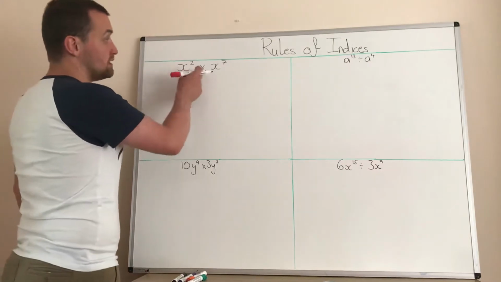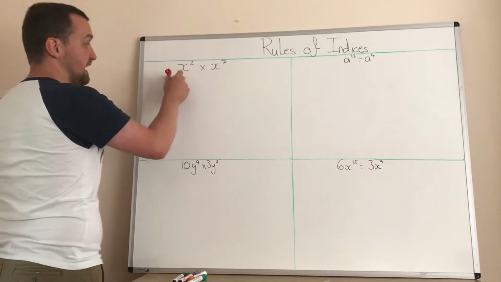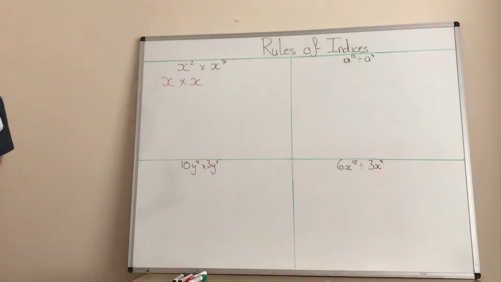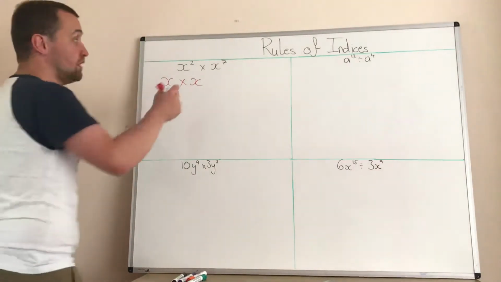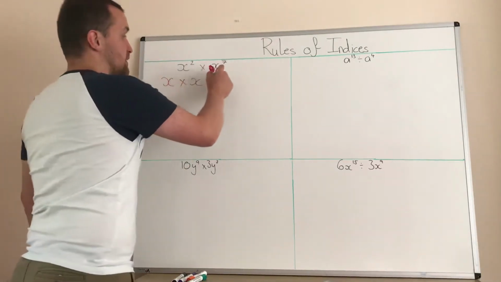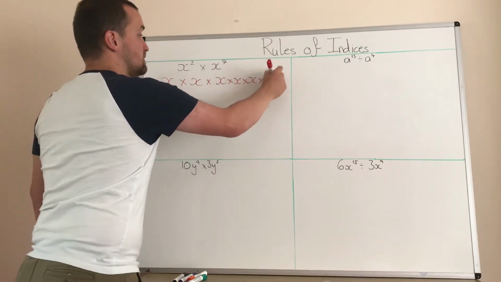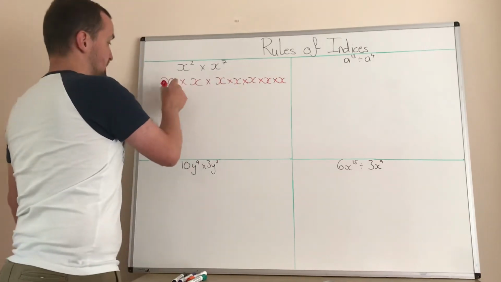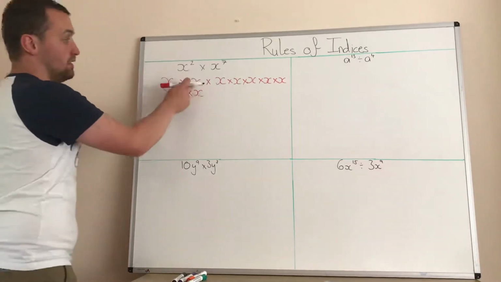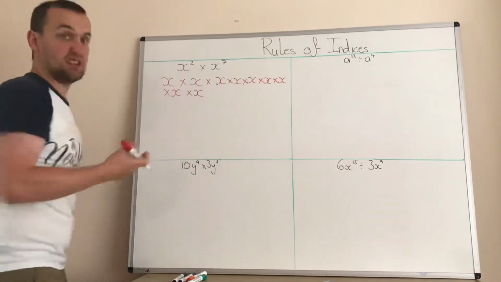We've got x squared times x to the 7. If I write x squared, it's x times by x. Anything squared is times by itself. We've then got a times in the middle, and then we've got x to the 7, so we've got x times by x, times by x, times by x, times by x, times by x, times by x. So x to the power of 7 is x, times x, times x, times x, times x, times x, times x, 7 times.